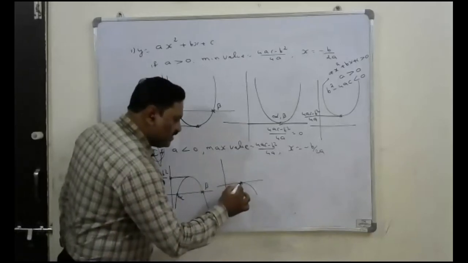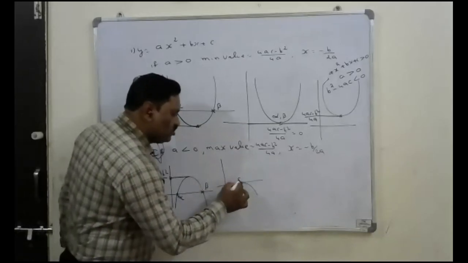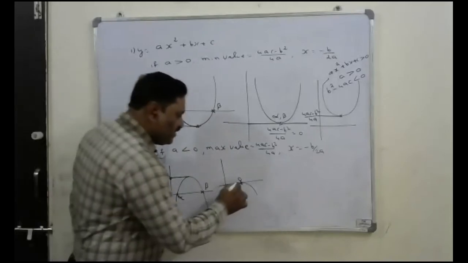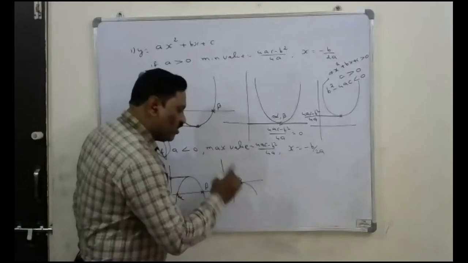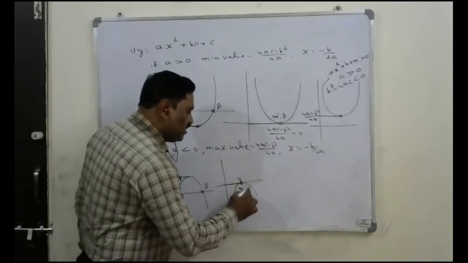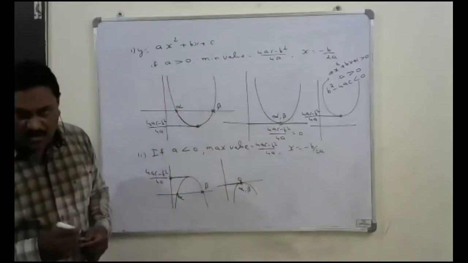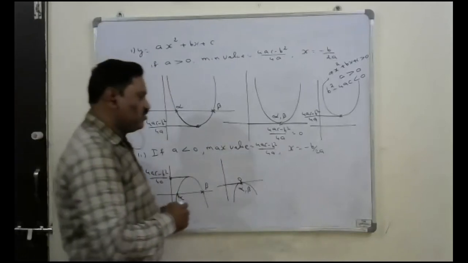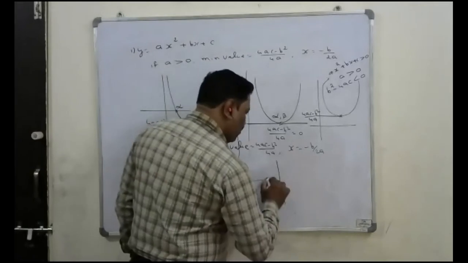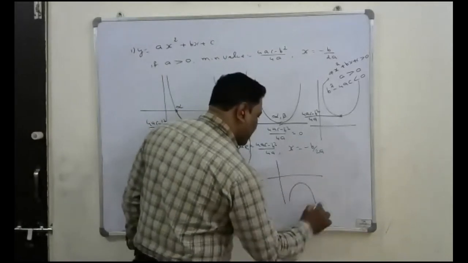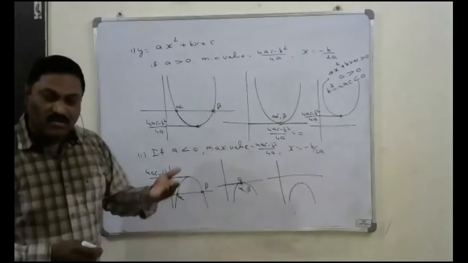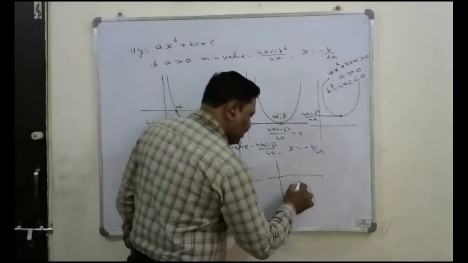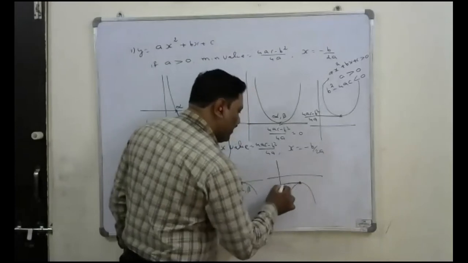If it touches the x-axis, that means its maximum value is how much? 0. When the maximum value is 0, then it is going to meet the x-axis at only one point. In such cases, you will say that the roots are equal. Understand? Then the third case, suppose the graph completely lies below the x-axis, which means the maximum value has a negative sign.